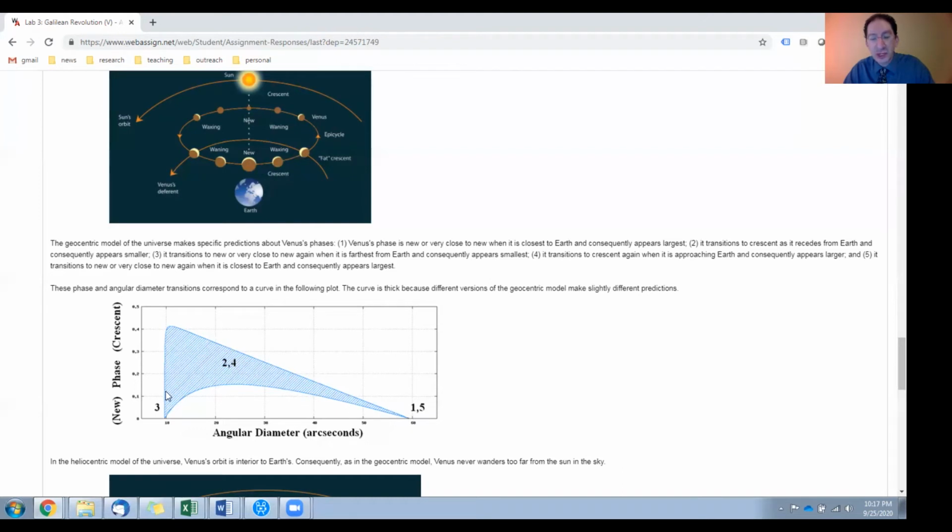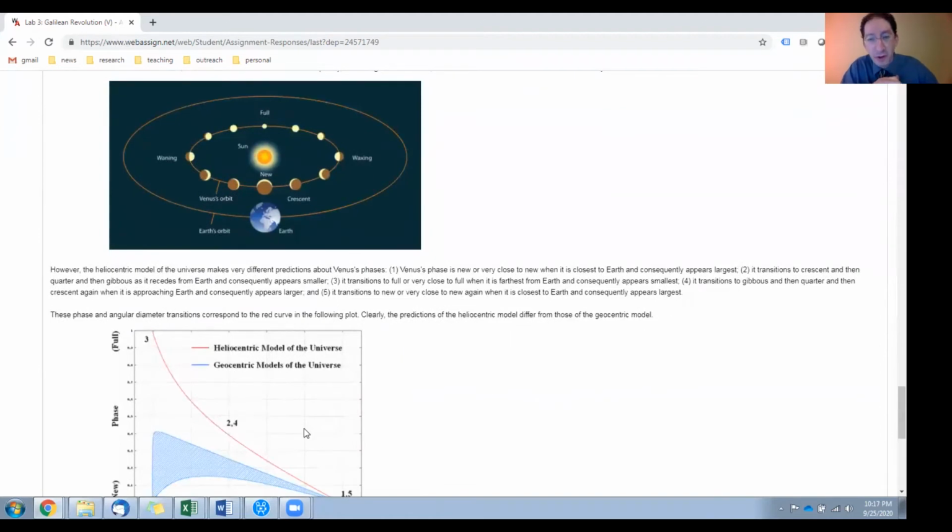Now this is a region because you have some flexibility in the geocentric model. You can make the epicycle smaller or larger within certain limits. So you have a range of possibilities for phase and angular diameter combinations.